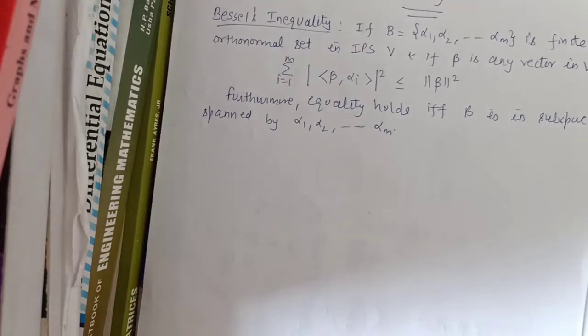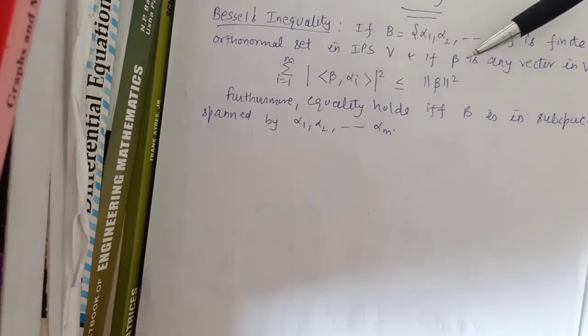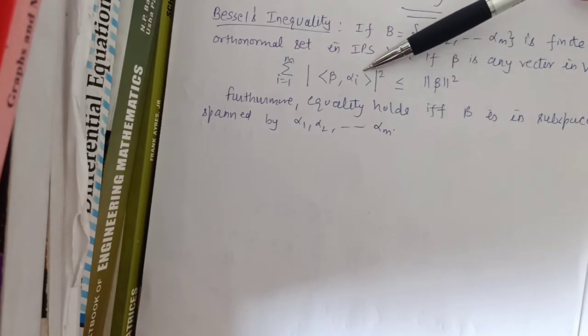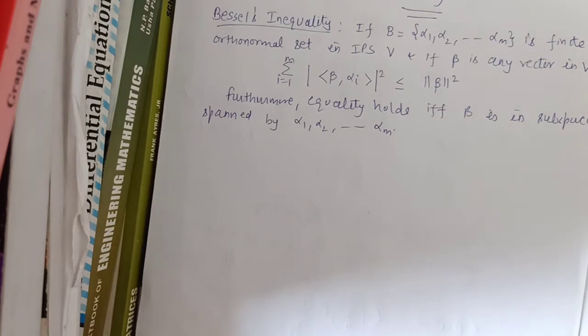So next I am starting with Bessel's inequality. It states that for an orthonormal basis B in an inner product space, if beta is a general vector from V, this inequality holds. The sum of the mod square of the inner product of this random element with this orthonormal basis is less than or equal to the norm of beta square.